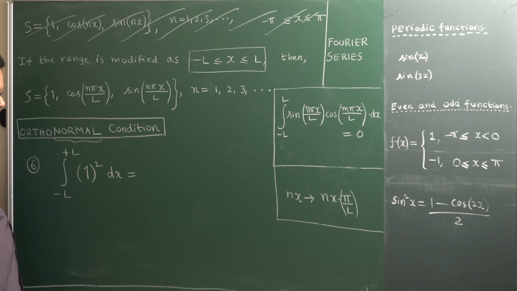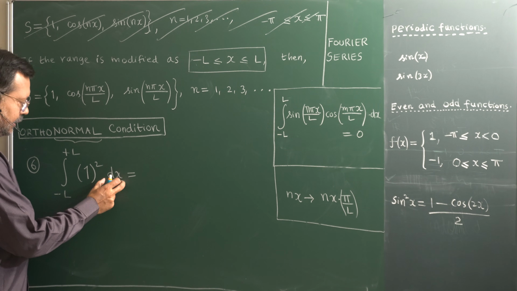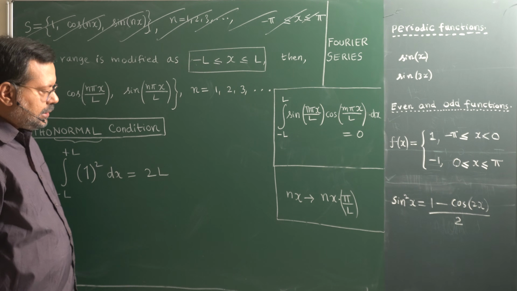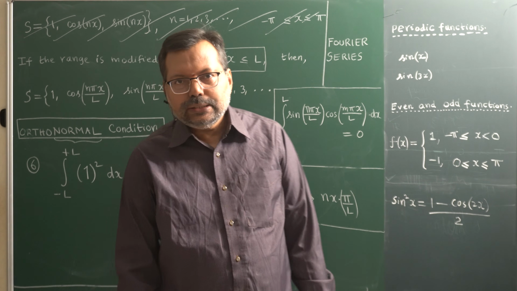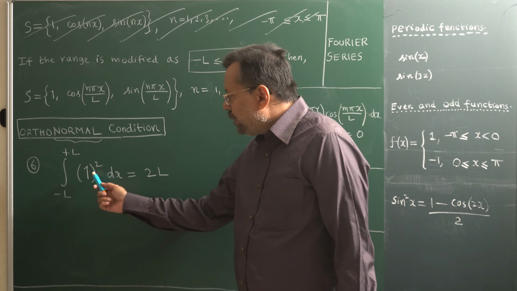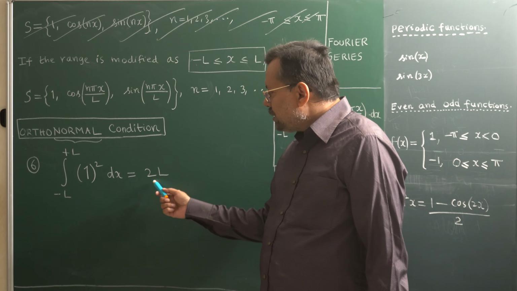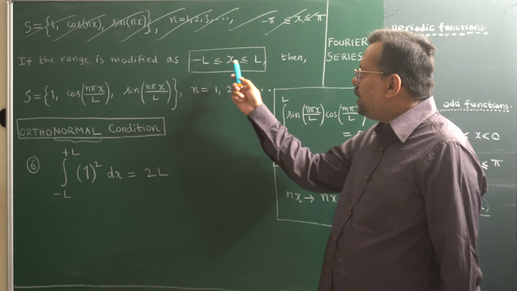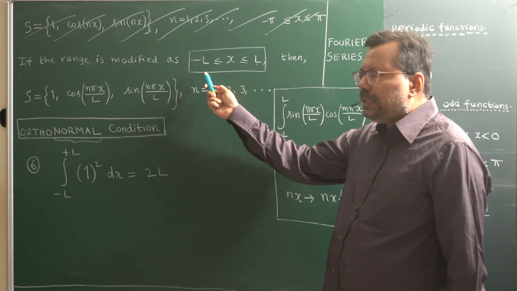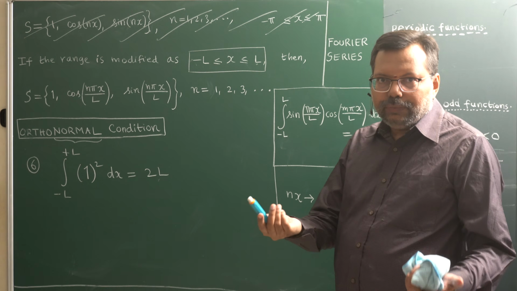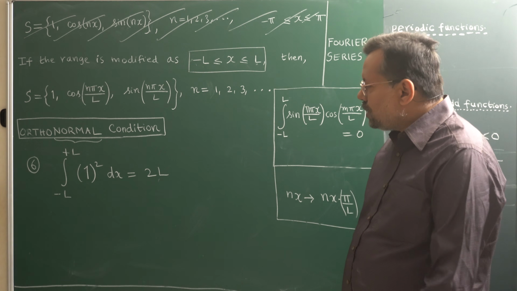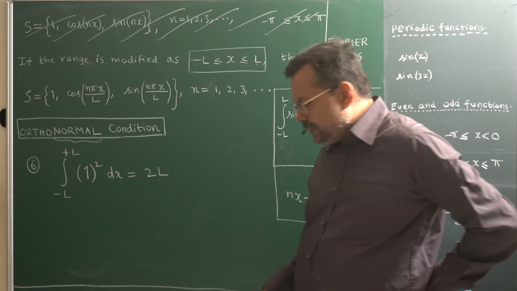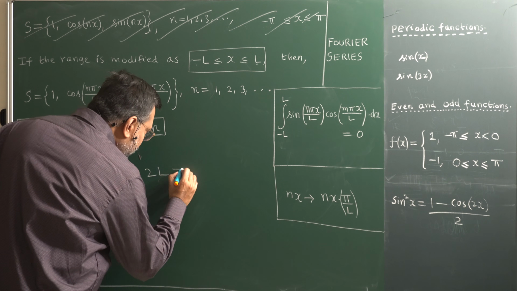Let us see how to evaluate. This 1 squared is 1, then you get a dx, and you can see that 2 times L is the answer. So what you understand from this integral is that if I square an element here, the answer is 2L. And you also note that L is not 0. You cannot have 0 here. If this is 0, then minus L is also 0, so there is no range at all. So 0 is not acceptable. Therefore, 2L is a non-zero value.